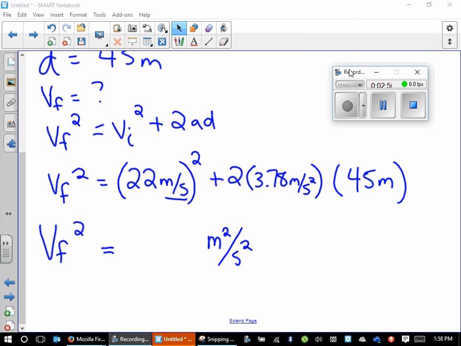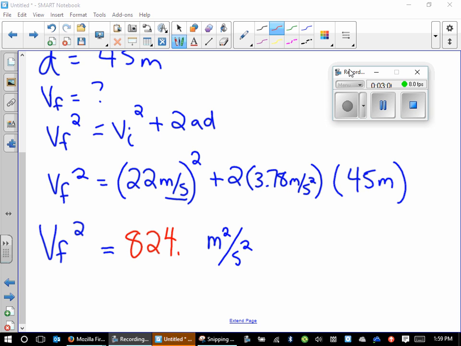Okay. So now you need to get out your calculator. You need to go 22 squared. Then go plus 2 times 3.78 times 45 equals. And you should get an answer, 824.2.